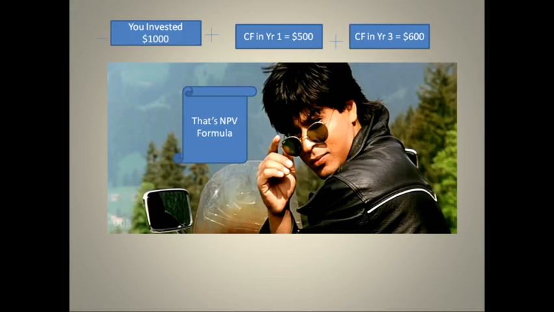Sorry for the bad song, but here the NPV formula should strike you. And what is the formula for NPV? It is nothing but a combination of cash inflows and cash outflows. This $1,000 which you had invested means money has gone out of your hand, so it is minus. Therefore we put a minus sign over here, which represents that $1,000 is a cash outflow, and this $500 and $600 are nothing but the cash inflows. That is exactly the formula for NPV, a combination of cash inflows and cash outflows.